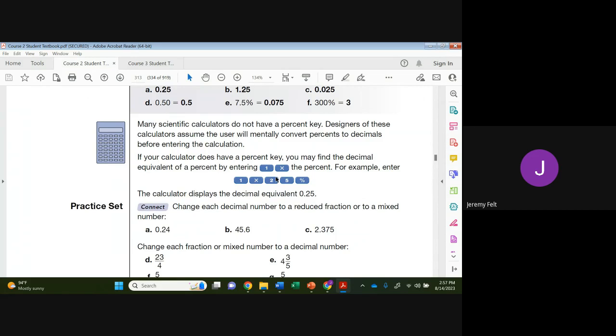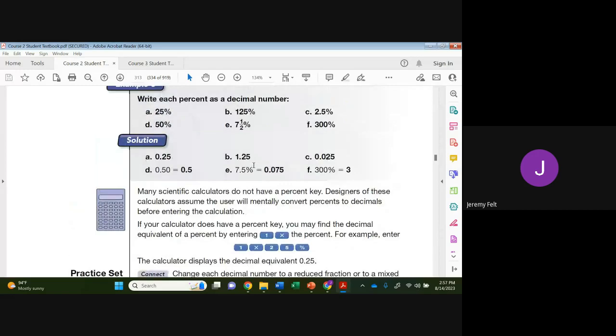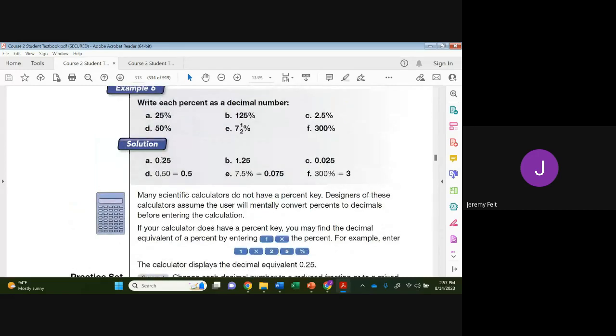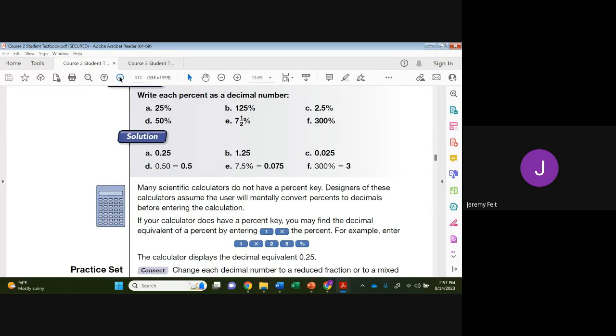So in looking at all of those, we just move the decimal place. If we're going from percent to decimal, we move it 2 places to the left, so 25% becomes 0.25. 125% becomes 1.25. 2.5% becomes 0.025, and so on. 7.5% we move 2 places to the left. 300%, 2 places to the left. If we want to work back to percents, then we move it 2 places to the right. So I think that one's the easiest just because we're moving a decimal 2 places right or left, and we're done. It's the same thing every single time.